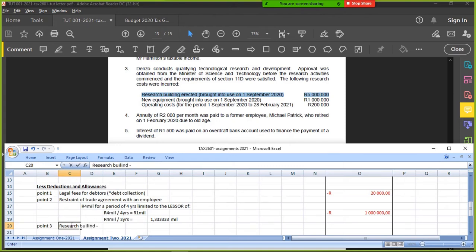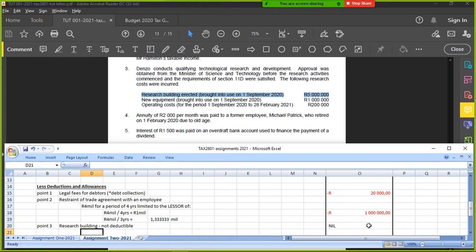Okay, because they said this was an erected building, it wasn't specific in terms of the actual research and development based on the criteria. So this building, not deductible. You would show 0 here, null.